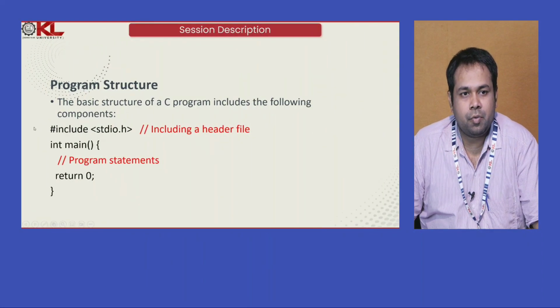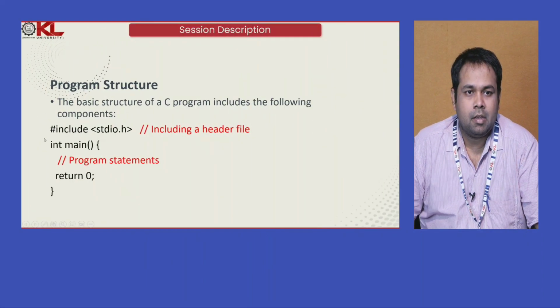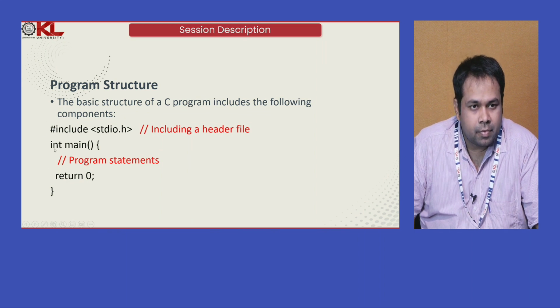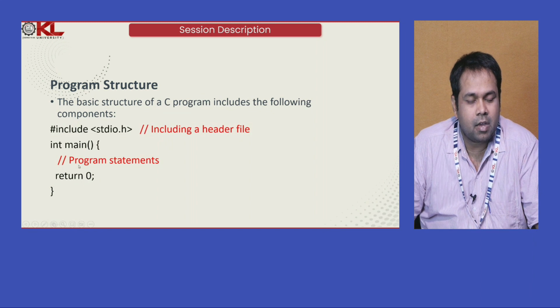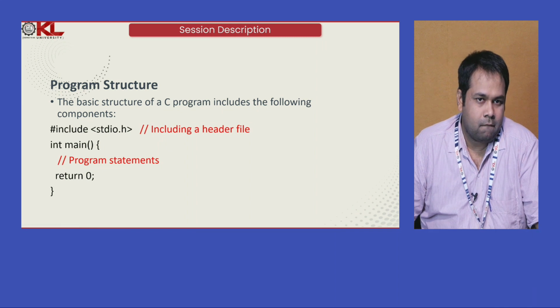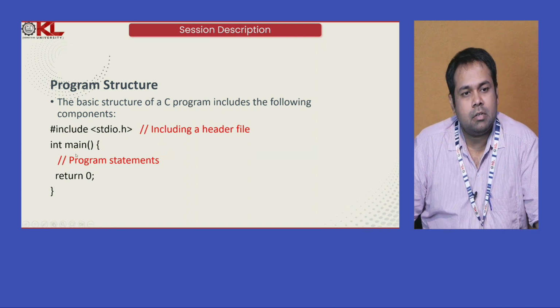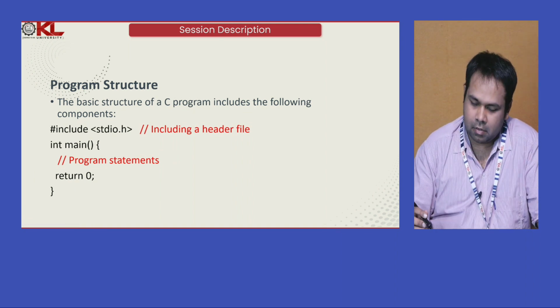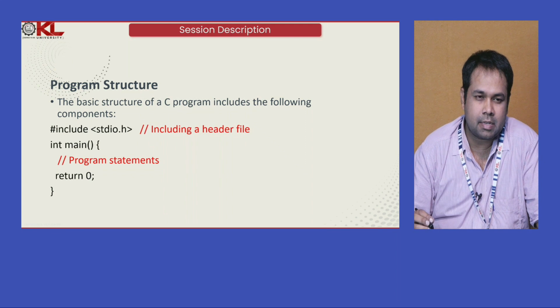So here I am showing you the basic structure of C program. Look here, it starts from hash include stdio.h. This part we call the header file section. This part we call the main function section, and what is written in red color, we call the program statements section. So this is the basic structure. I can explain with some other examples.